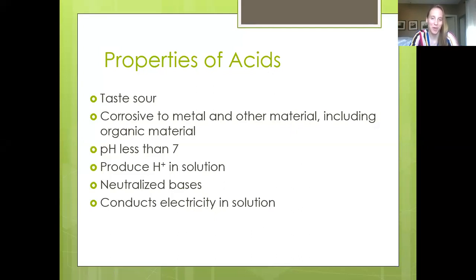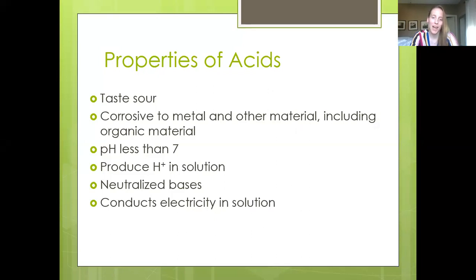Okay, so we're going to be going over acids, bases, ionic, and covalent compounds. We'll start with the properties of acids. And just a reminder, you can tell that something is an acid because its formula starts with an H. All acids will taste sour. They're also corrosive to metals as well as other material like organic material, which is like living things like your skin. They have a pH less than 7.